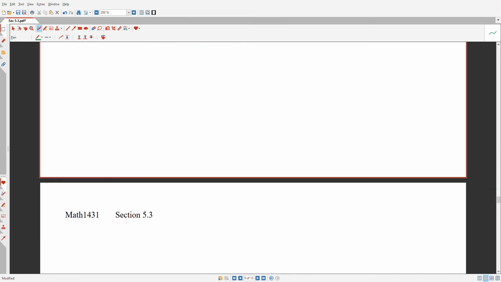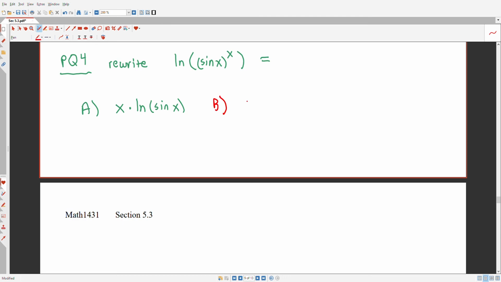Okay, so our fourth popper question, popper question 4. Just rewrite, that is simplify, something like the natural log of sine of x all to the x power. What does that equal? Does that equal a, x times the natural log of sine x? Or does that equal maybe b, sine of x times the natural log of x? Does that equal c, the natural log of cosine of x? Does that equal d, 0, or is there no right answer here? That's our fourth popper question for this one.